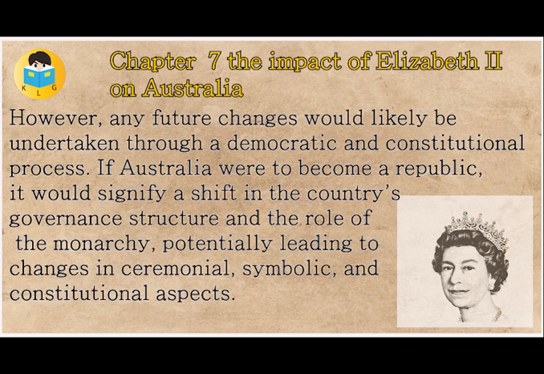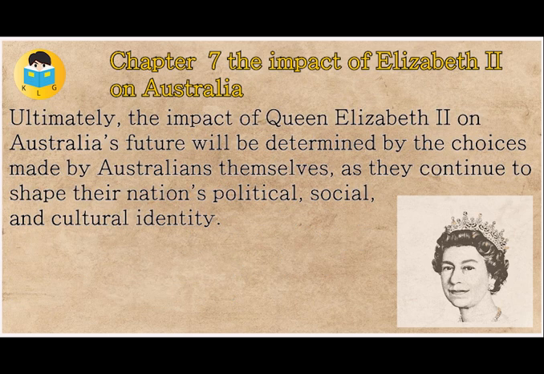If Australia were to become a republic, it would signify a shift in the country's governance structure and the role of the monarchy, potentially leading to changes in ceremonial, symbolic, and constitutional aspects. Ultimately, the impact of Queen Elizabeth II on Australia's future will be determined by the choices made by Australians themselves, as they continue to shape their nation's political, social, and cultural identity.